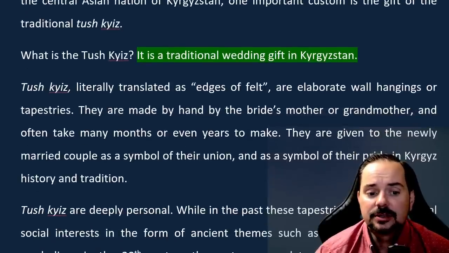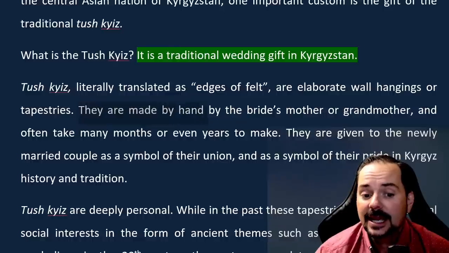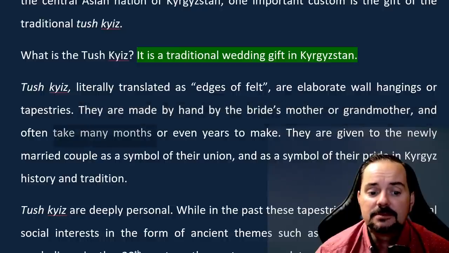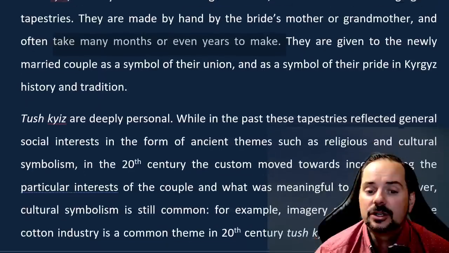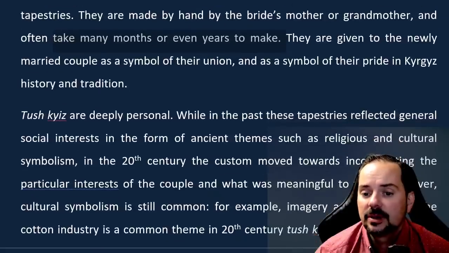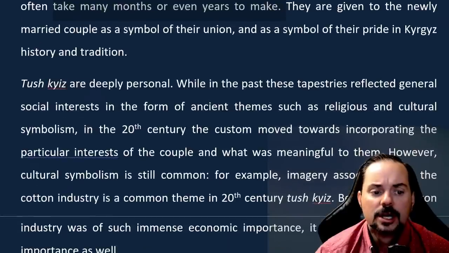Tush kiz, literally translated as edges of felt, are elaborate wall hangings or tapestries. They are made by hand by the bride's mother or grandmother and often take many months or even years to make. They are given to the newly married couple as a symbol of their union and as a symbol of their pride in the Kyrgyz history and tradition. Tush kiz are deeply personal.